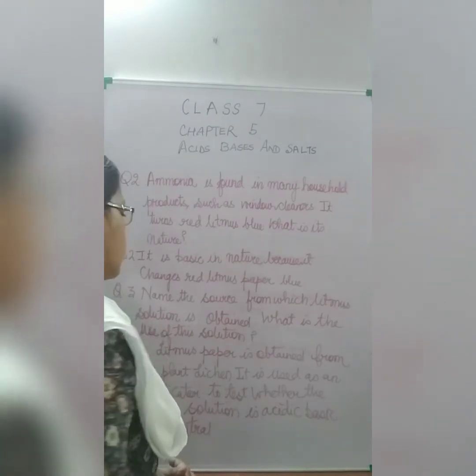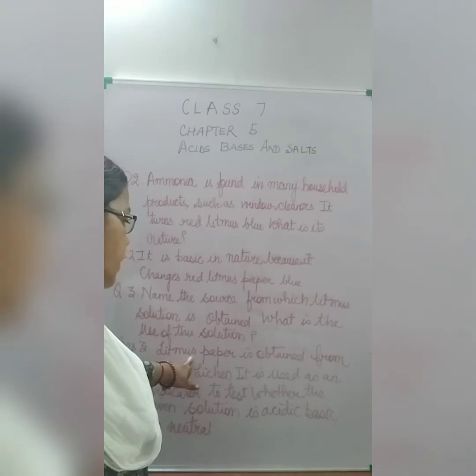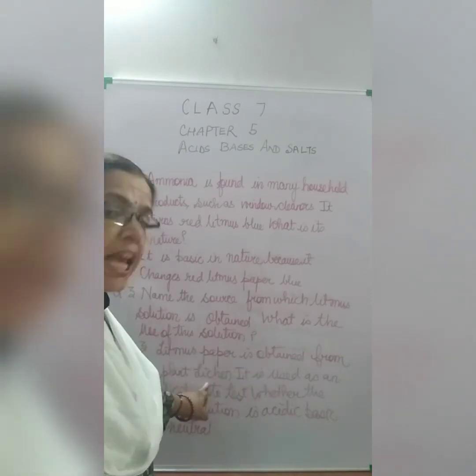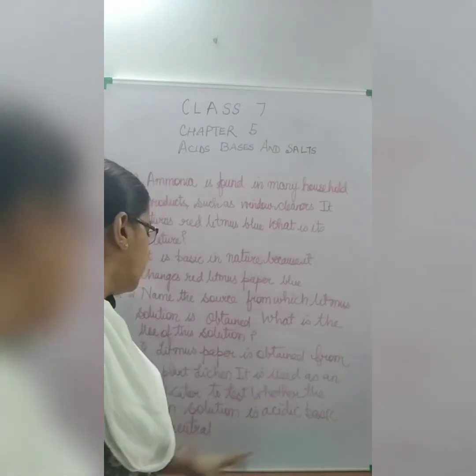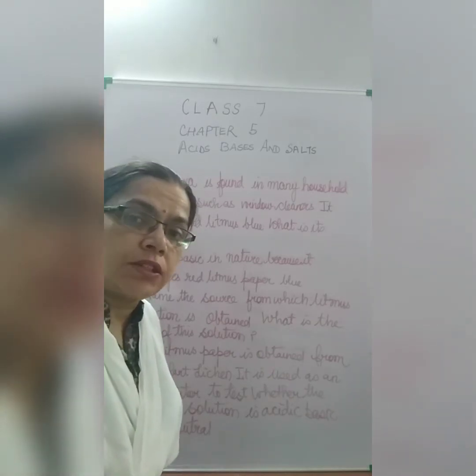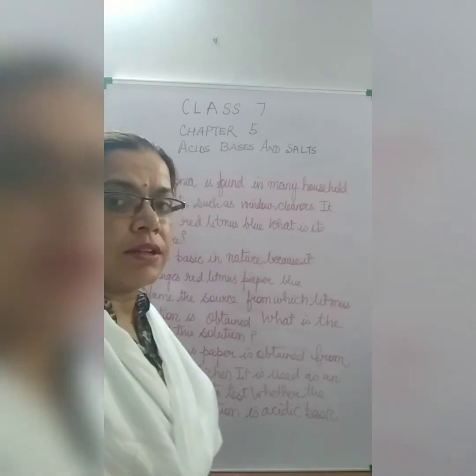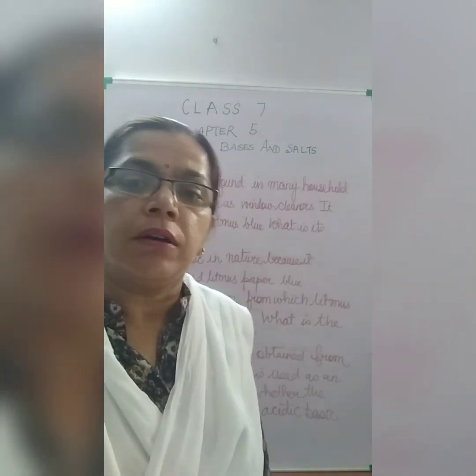The third question asks, name the source from which litmus solution is obtained. What is the use of this solution? The answer is that litmus is obtained from a plant called lichen, and it is used as an indicator to test whether the given solution is acidic, basic, or neutral. Next question, that is question number 4.